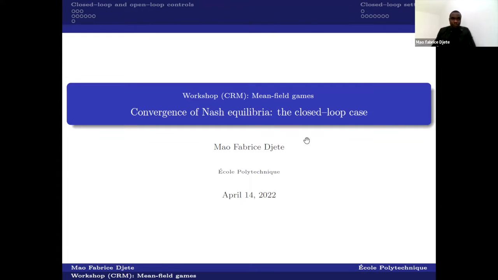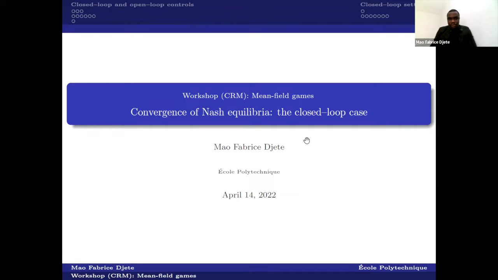And we want to do all of that with assumptions as weak as possible. Namely, here we only consider the coefficients to be Lipschitz and continuous. There is no need for differentiability or something like convexity. We only consider Lipschitz continuity. So as some of you have already guessed, I will mainly use compactification techniques to deal with the convergence of Nash equilibria.